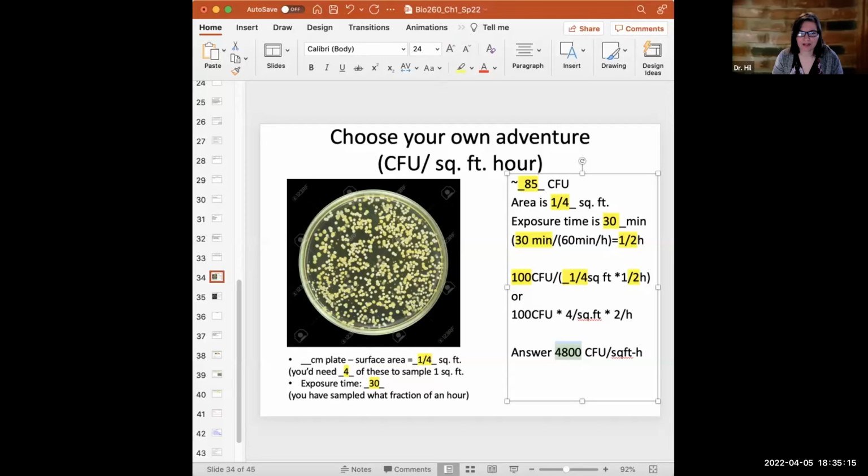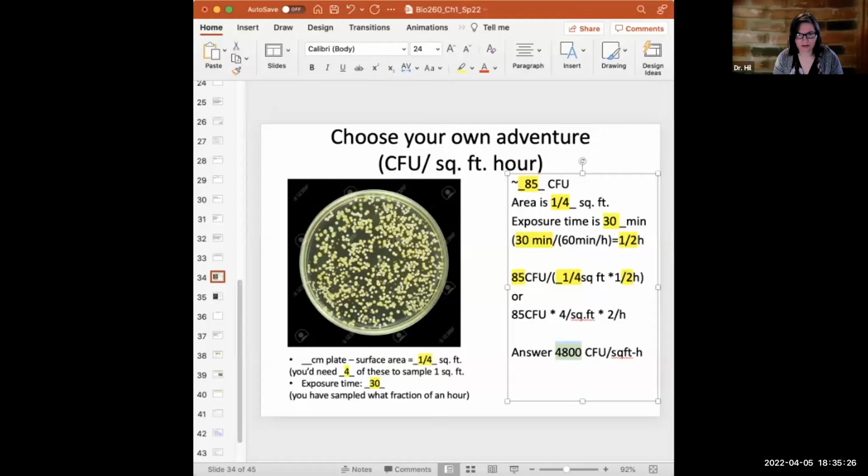Let me just change this number too, because we don't want to have this wrong. So if we take 4 times 2 times 85, we get 680. Does that make sense? Yes, no, or kinda?